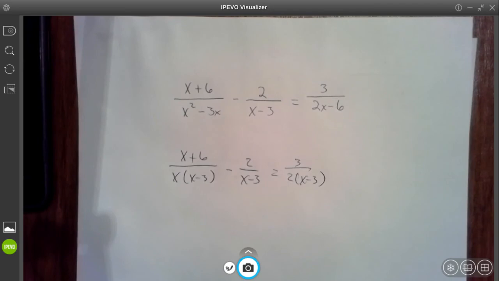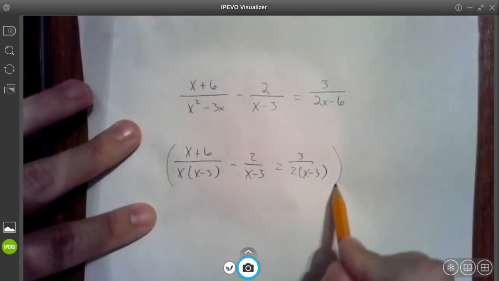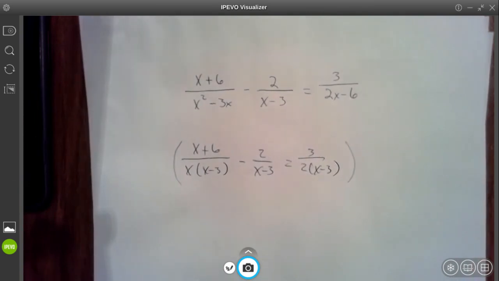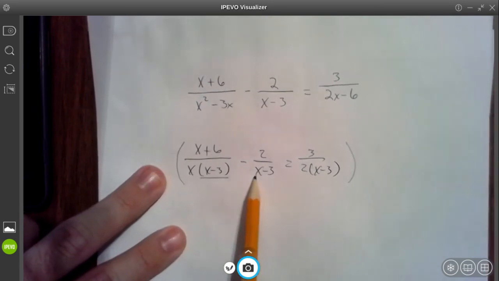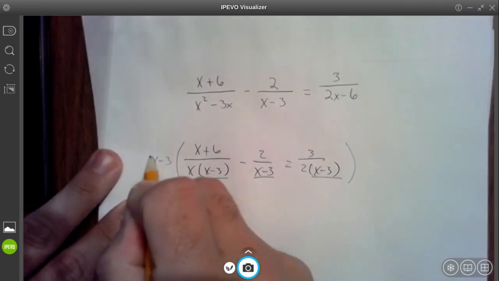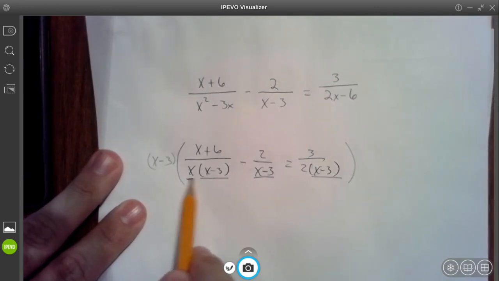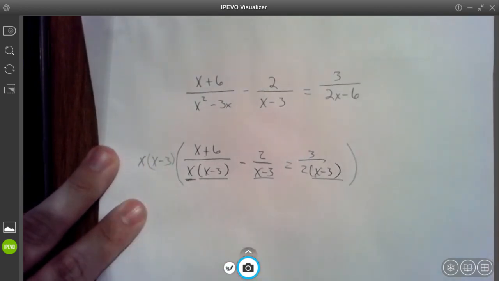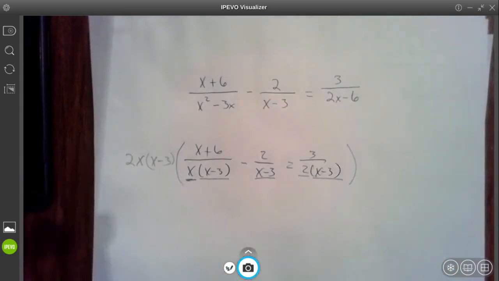Now that the bottoms are in factored form, I can see what I have to multiply by in order to clear the denominators. It looks like the x minus 3 is pretty important. I know I need an x minus 3 to cancel those parts out, so I'm going to multiply by an x minus 3. I need an x in order to cancel that out, and I need a 2 in order to cancel that out. And that will clear my denominators.